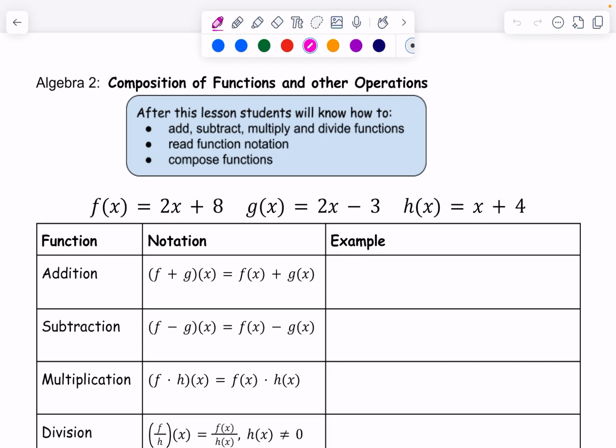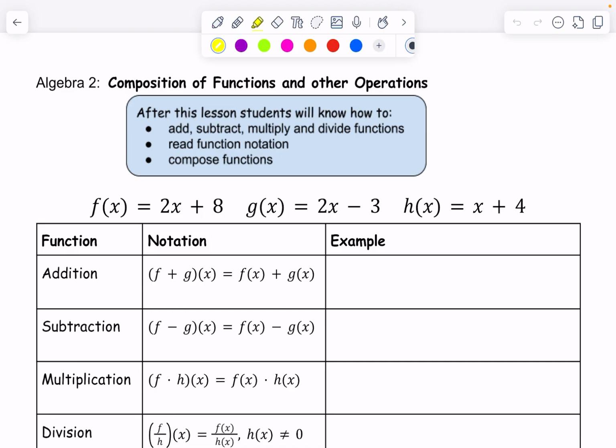We're going to be able to add, subtract, multiply, divide functions. We're going to be able to read function notation. That's super important. You should already know how to do that, but we're just going to reinforce it. And then we're going to compose functions, and we're going to know what all the symbols mean, and we're going to have examples of each.